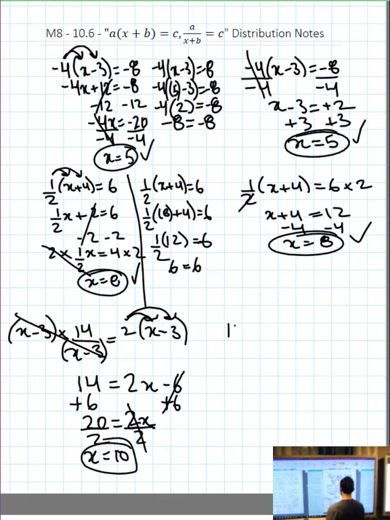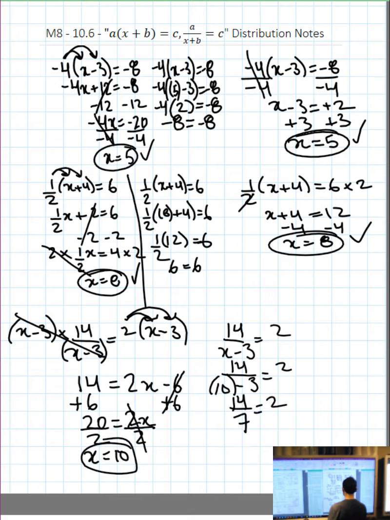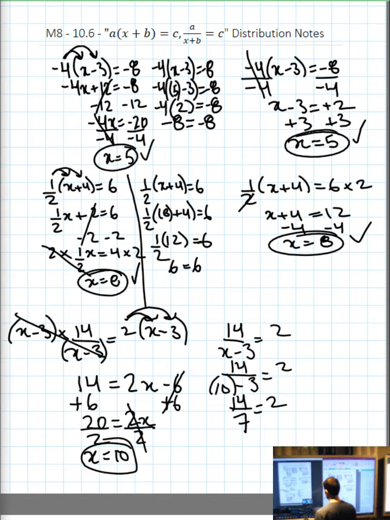Check your answer. 14 over x minus 3 equals 2. Carefully substituting our x value, 10, back in for x, substituting with brackets. On the left-hand side, we have 14 over, 10 minus 3 is 7. And now 14 divided by 7 is 2. 2 equals 2. Near x equals 10 on the left-hand side, check mark.